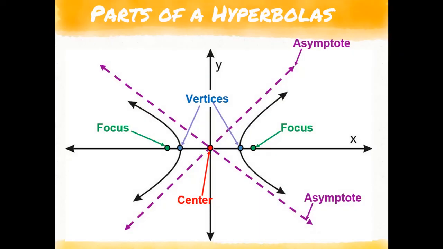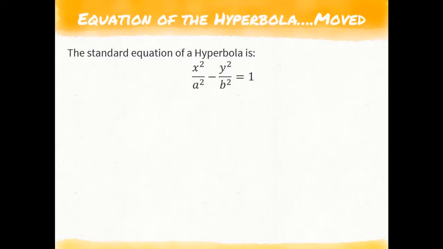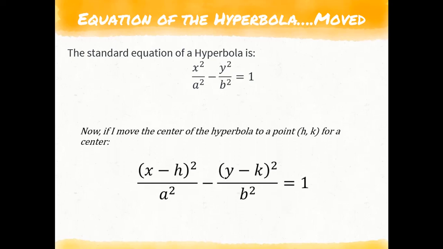So now, just a reminder, the parts of a hyperbola that we've talked about: vertices, focus, center, asymptotes, all of that information. But what if I decide to move the hyperbola from 0, 0 to some other ordered pair? So our standard equation of our hyperbola is x squared over a squared minus y squared over b squared equals 1, correct? Now, if I move that to a point (h, k) for a center, we're going to have this following equation to be looked at. So if I move the hyperbola, we're going to be having to find the center.